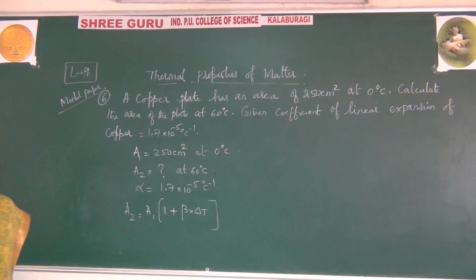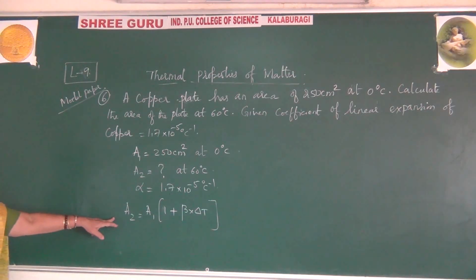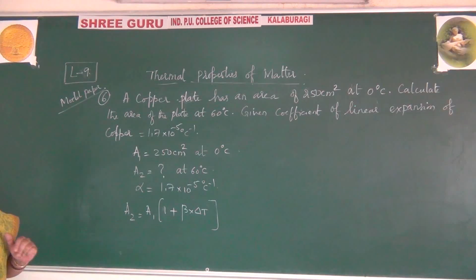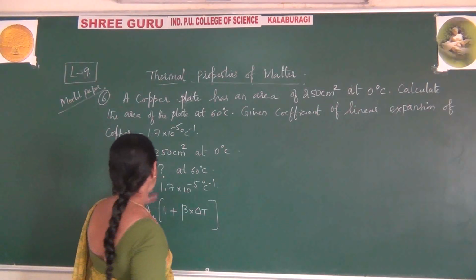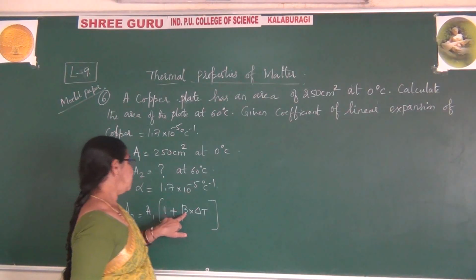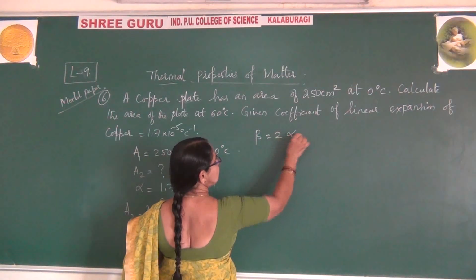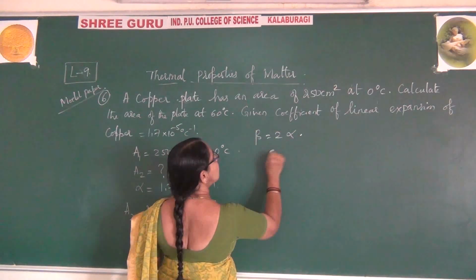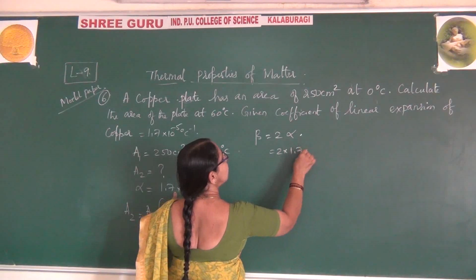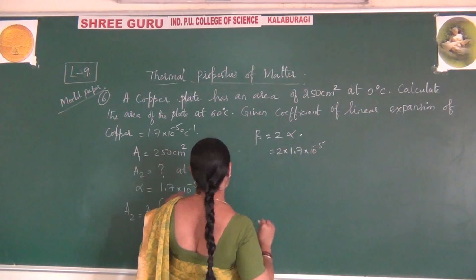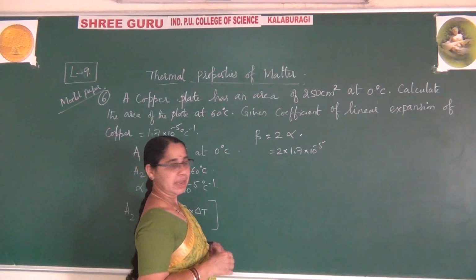Now, first delta T you have to calculate. Area A2 you have to calculate in the second step. Beta, first let us write what is beta and then let us substitute here. A1 we already know. To calculate beta, we know beta is equal to 2 times alpha. So let me write 2 into 1.7 into 10 raised to minus 5. This is for beta. Okay, right.